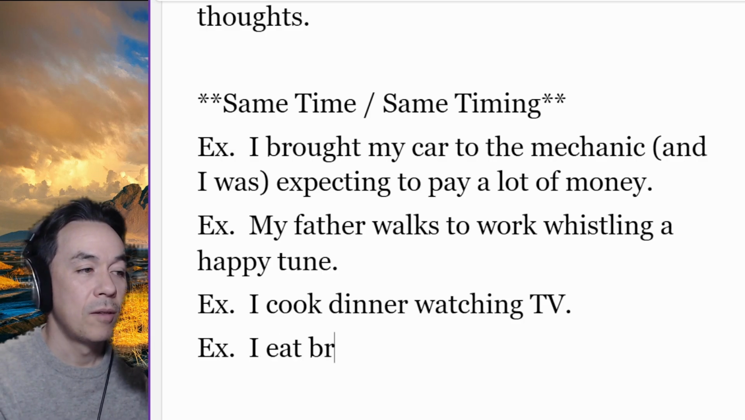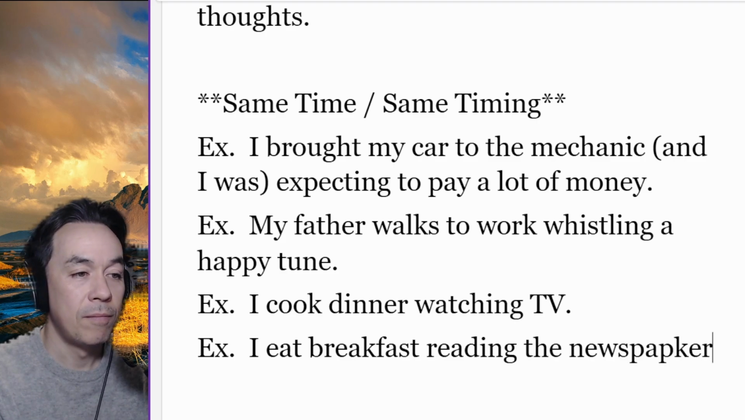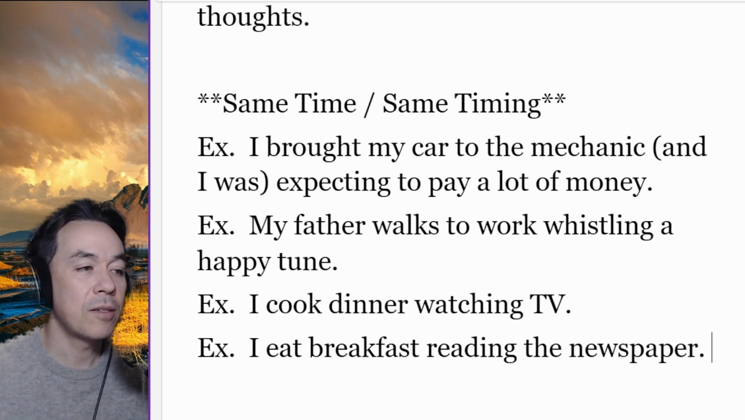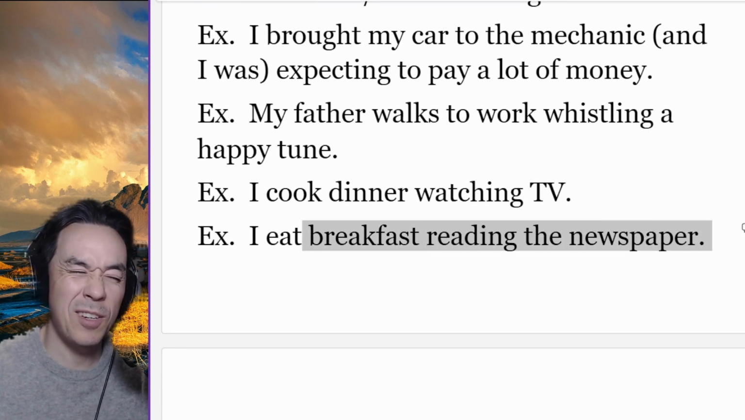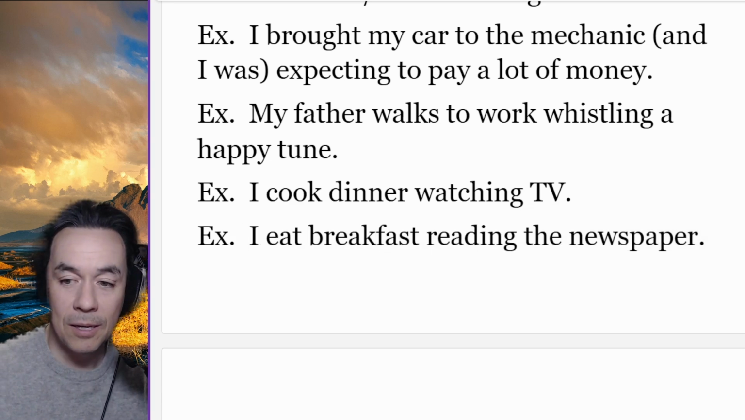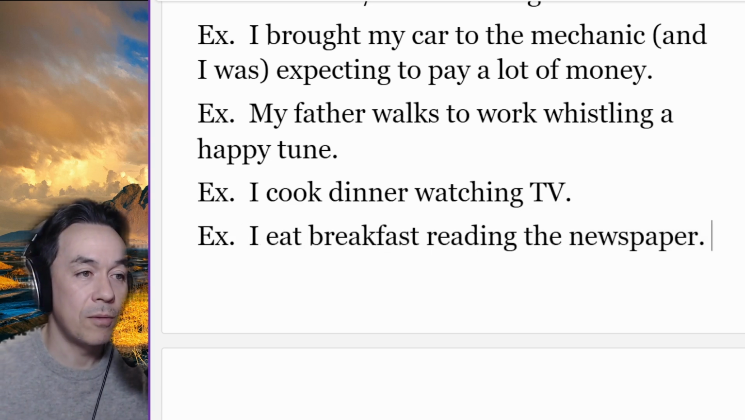Or I eat breakfast, reading the newspaper. Look at that. Okay, so yeah, you cannot get any shorter than this. Okay, another example.